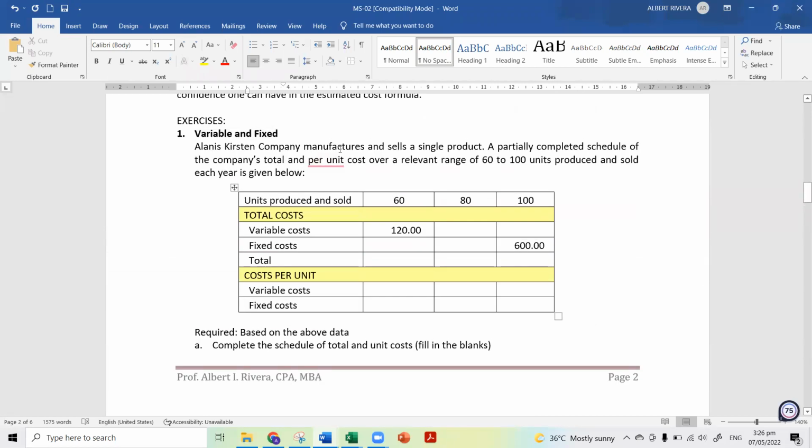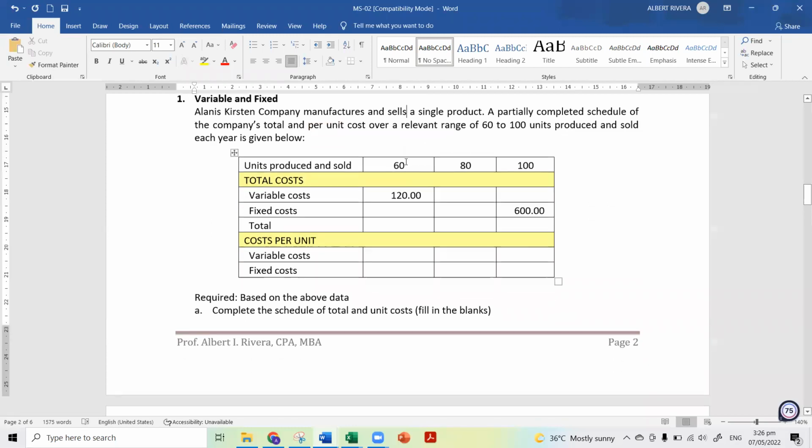Activity 1 here, the company manufactures and sells a single product. Okay, a partially completed schedule of the company's total and per unit cost over a relevant range of 60 to 100 units produced and sold each year.